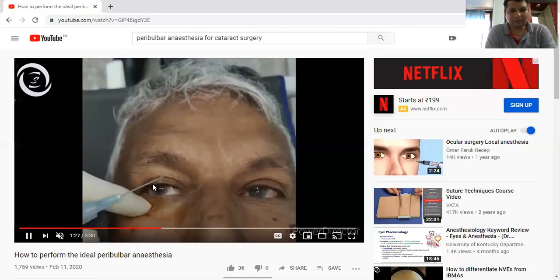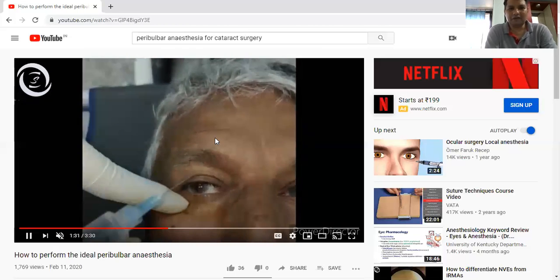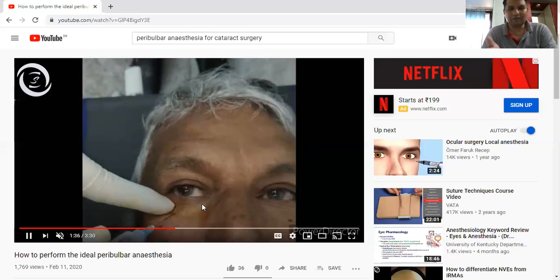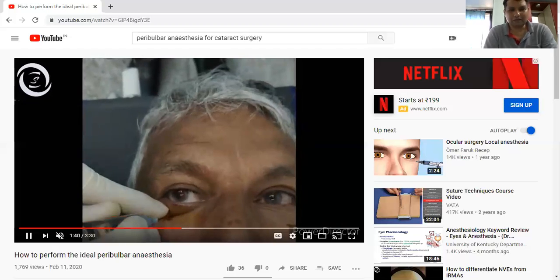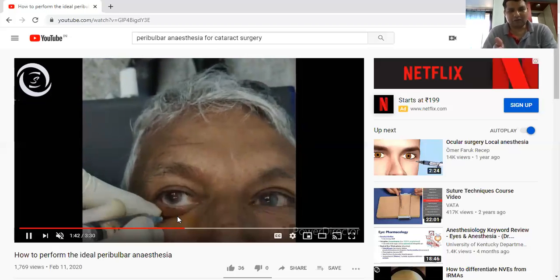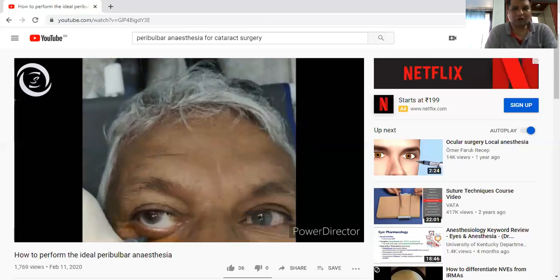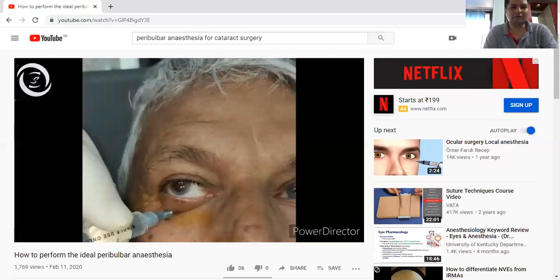Now he's using a needle. This is a 23 gauge needle, but we commonly use a 24 gauge needle. Please note that the bevel of the needle is towards the globe so that it doesn't cause perforation. Slowly, we are not going in directly to the globe. We are going towards the orbital margin. We hit the bone and then we move upwards parallel to the globe.